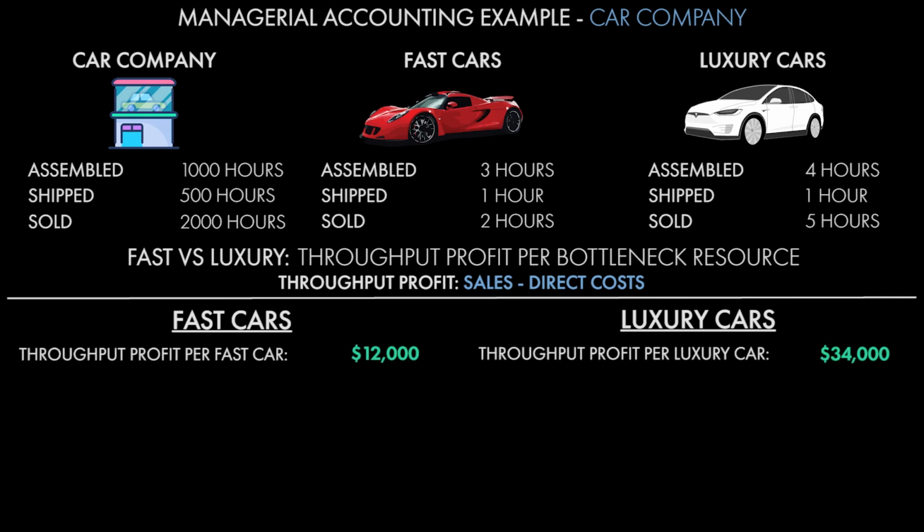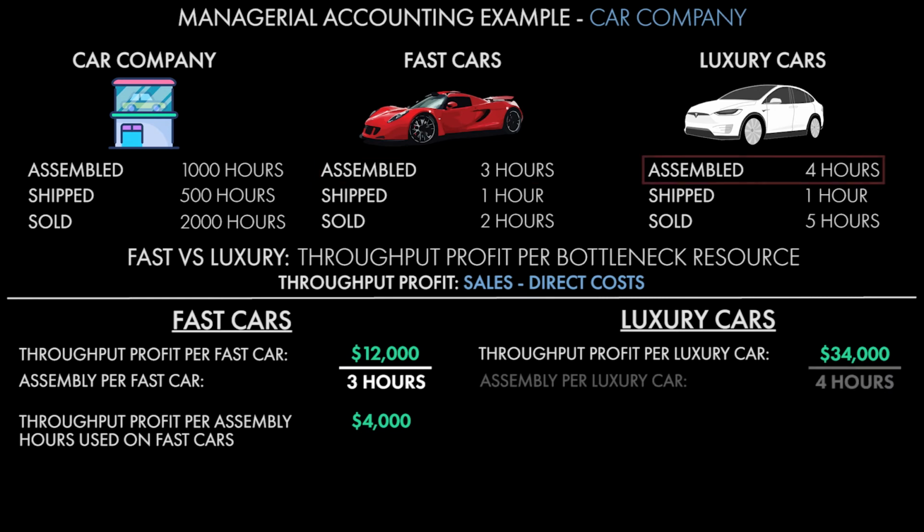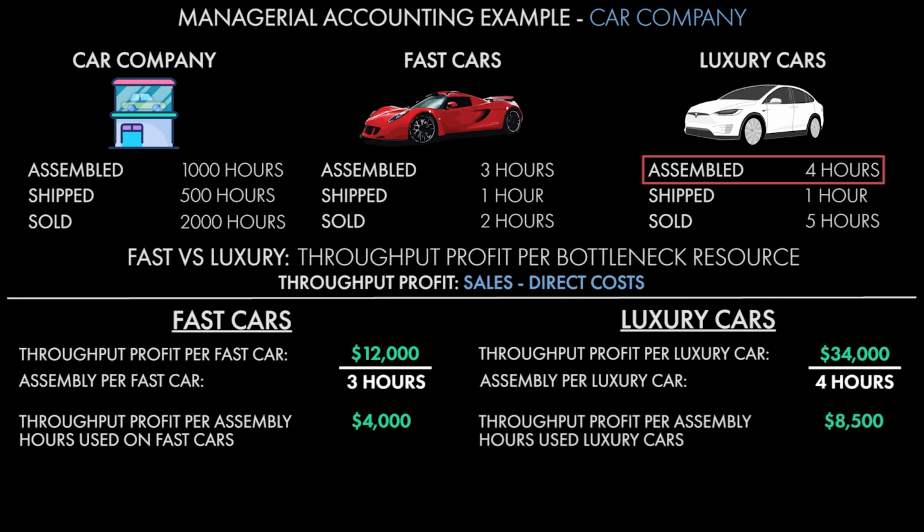So for our fast cars, we divide that $12,000 in throughput profit by 3, and we find that we get $4,000 in throughput profit per assembly hour used on fast cars. That's going to be a number we want to keep in mind. Now let's do the same for luxury cars. A luxury car takes 4 hours to assemble, so we divide our $34,000 in throughput profit by 4, and we find that we get $8,500 in throughput profit per assembly hour used on luxury cars.